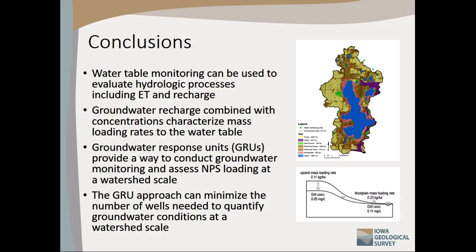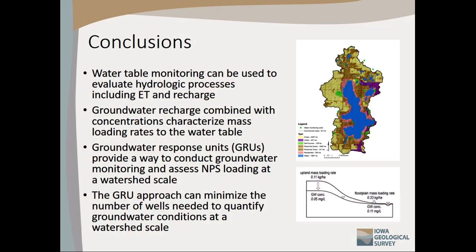Groundwater concentrations multiplied by that groundwater recharge gets you some idea of the mass loading rate to groundwater. You add up those groundwater response units at a watershed scale, and you can say something about where those loads are being generated. Add them all up in groundwater response units, like the hydrologic response units in SWAT, and you get some idea of what the non-point source loading might be in a watershed. Where is it coming from? How much is coming from certain areas?